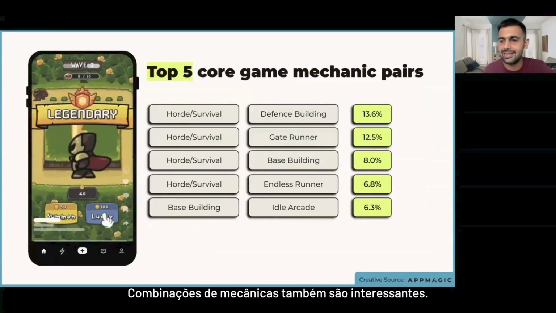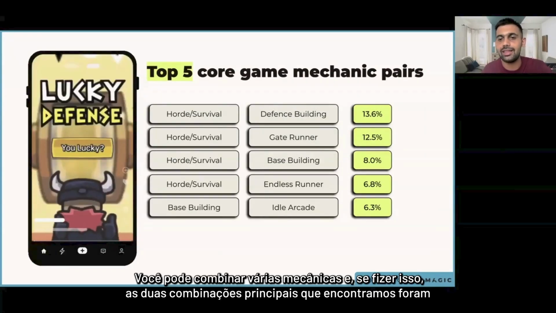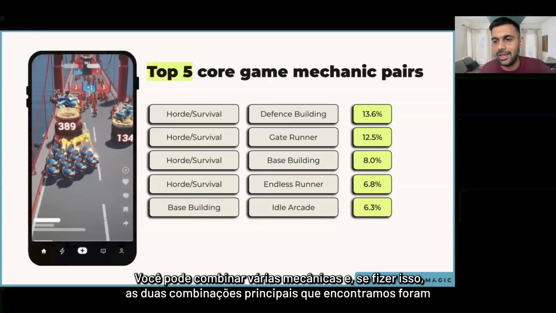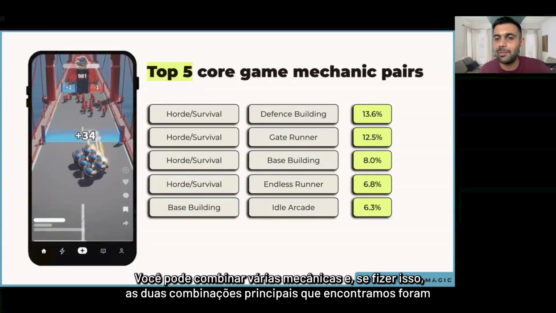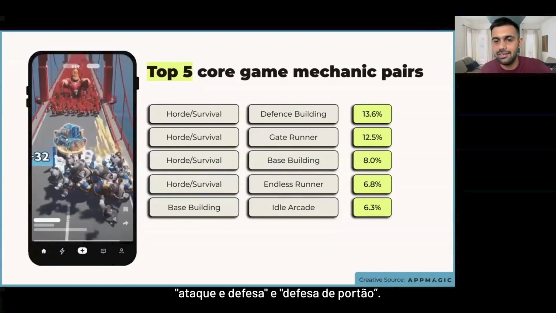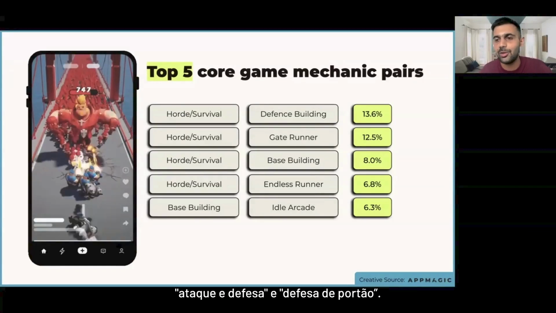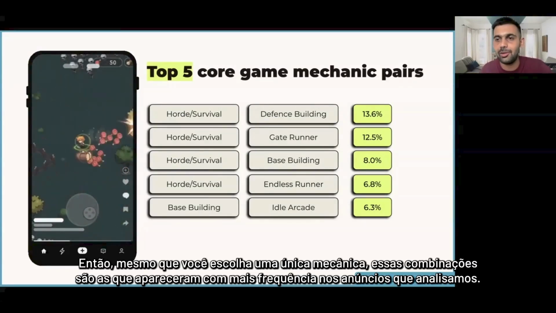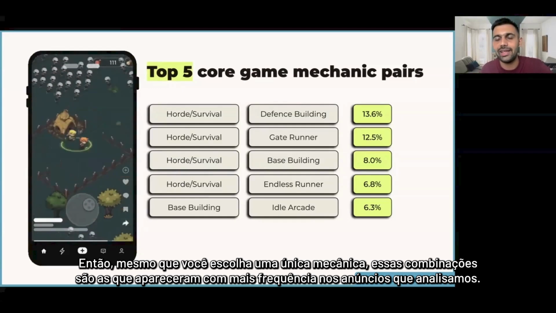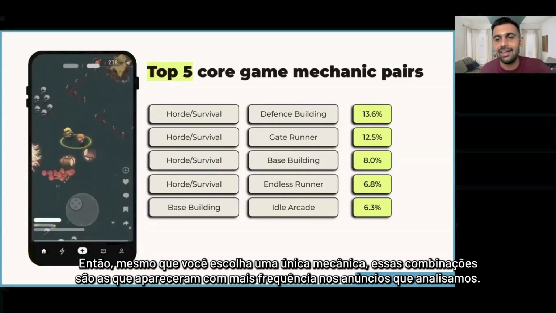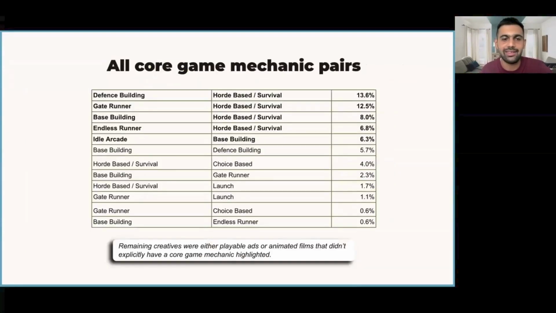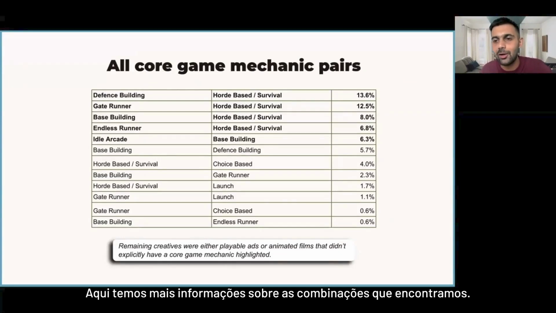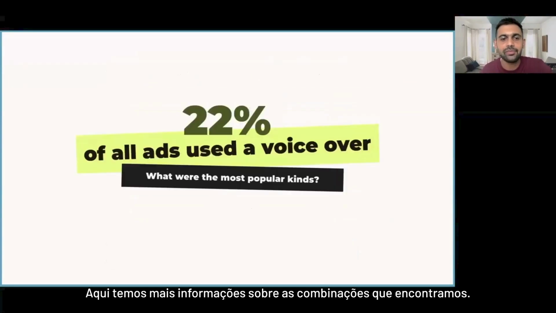As combinations, this is even more interesting. You can combine a bunch of mechanics together. And if you're doing that, the two top combinations are Horde and Defense and Horde and Gate Runner. So again, you could choose to do only a single mechanic, but if you're doing a combination, these are the top combinations that we found in the ads that we analyzed. So yeah, this is more information on the combinations that we spotted.